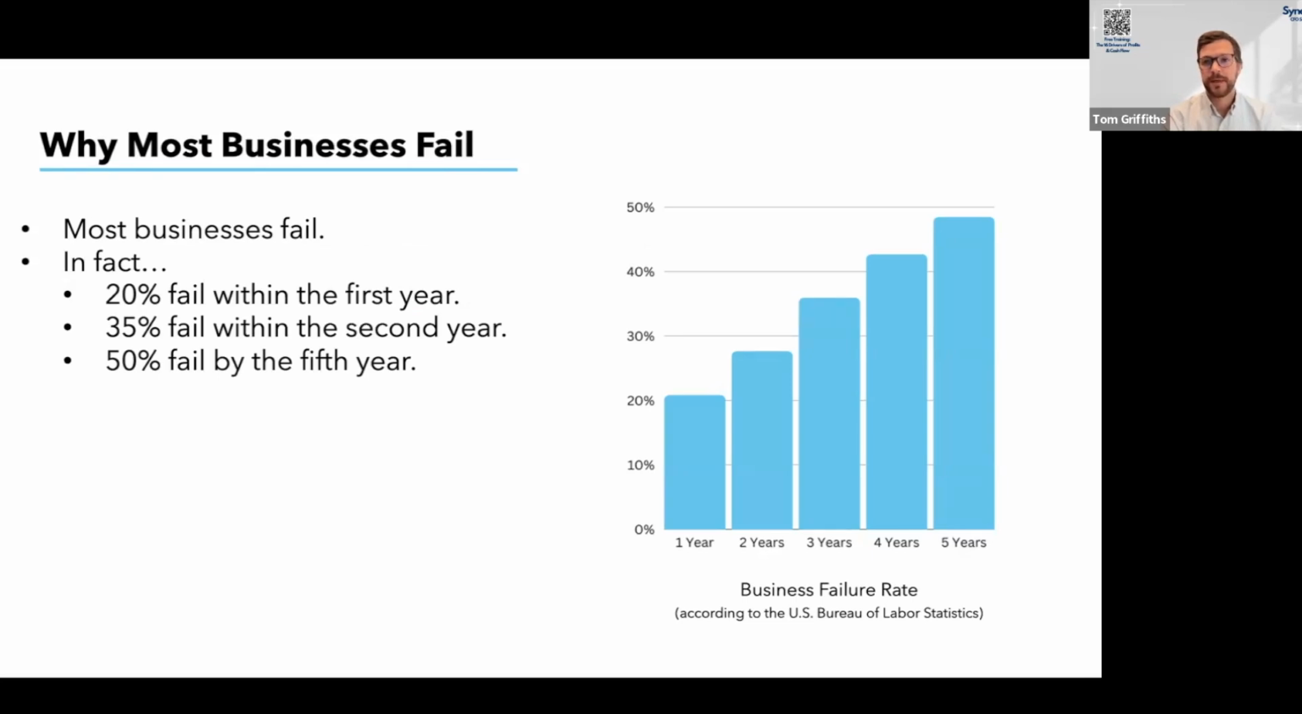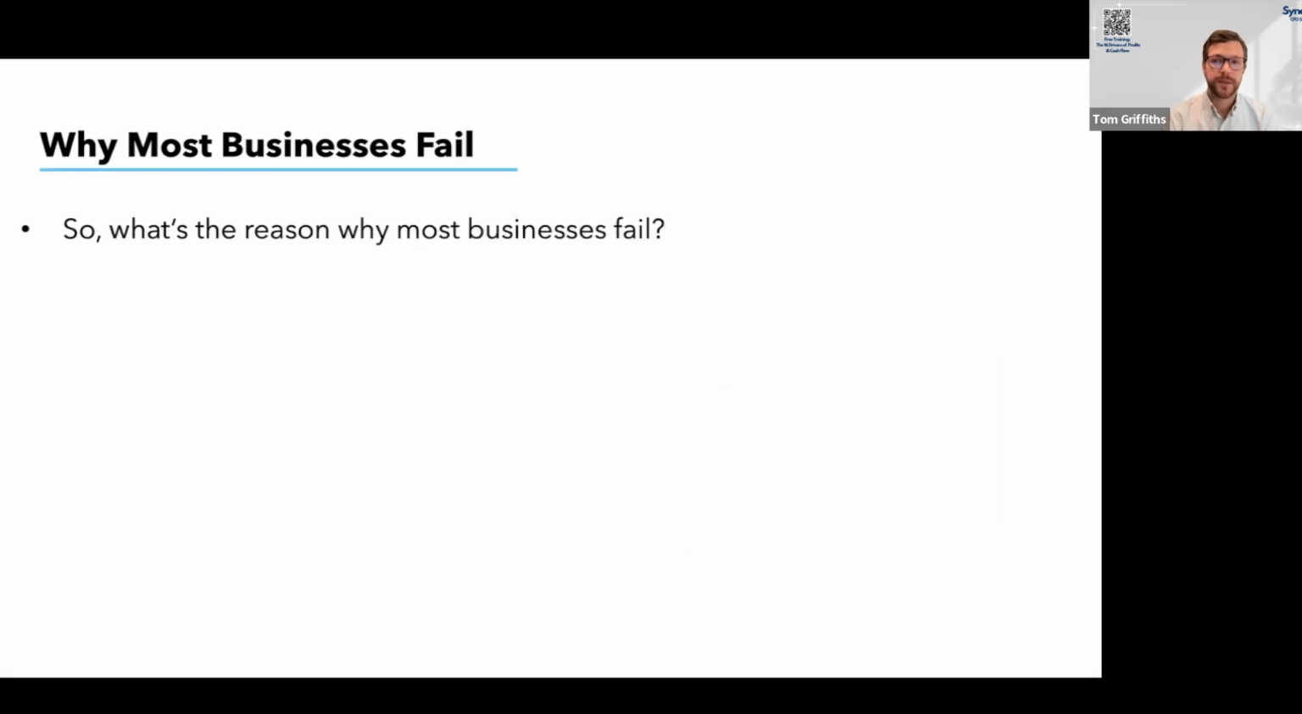So what does that say about all of those business owners who put so much in and end up having to close the doors? What's the reason that they fail? What it comes down to is something very simple. They lack cash or money.